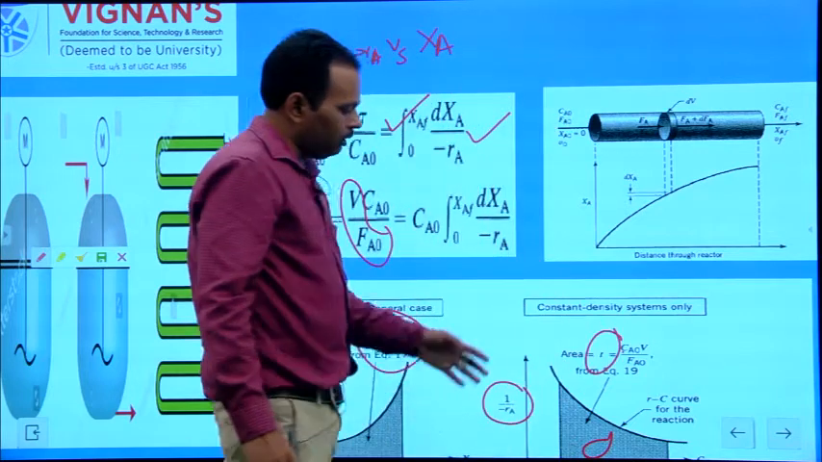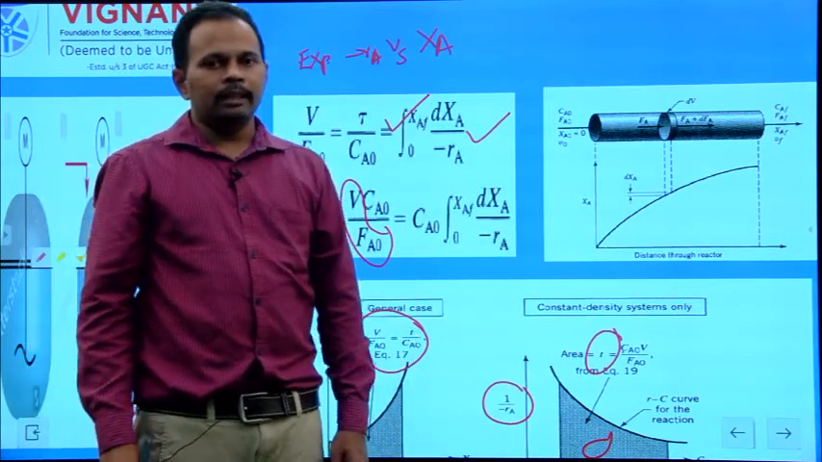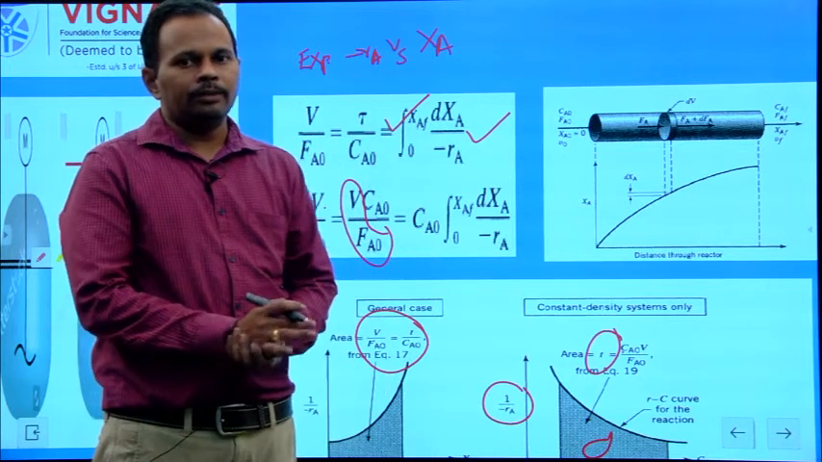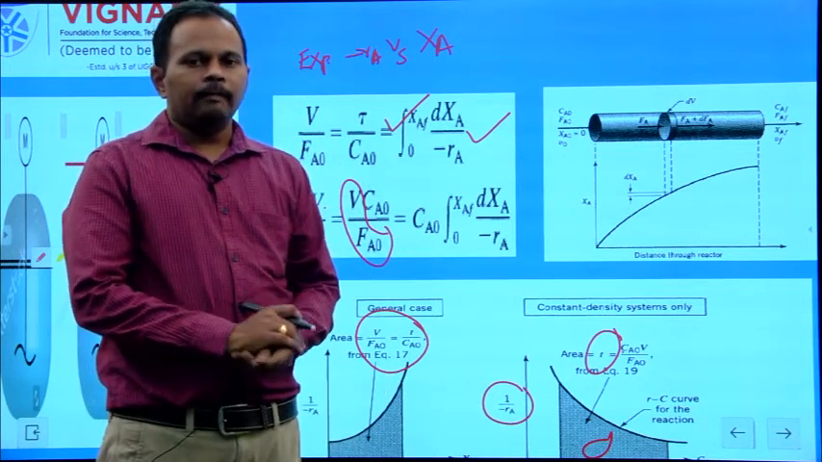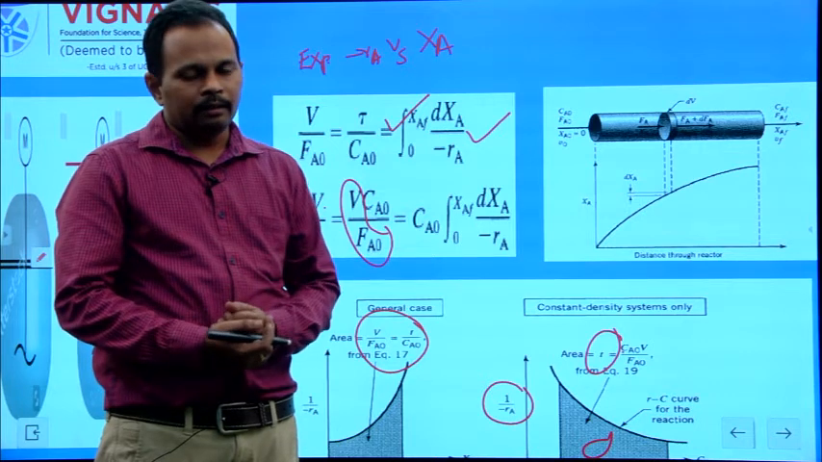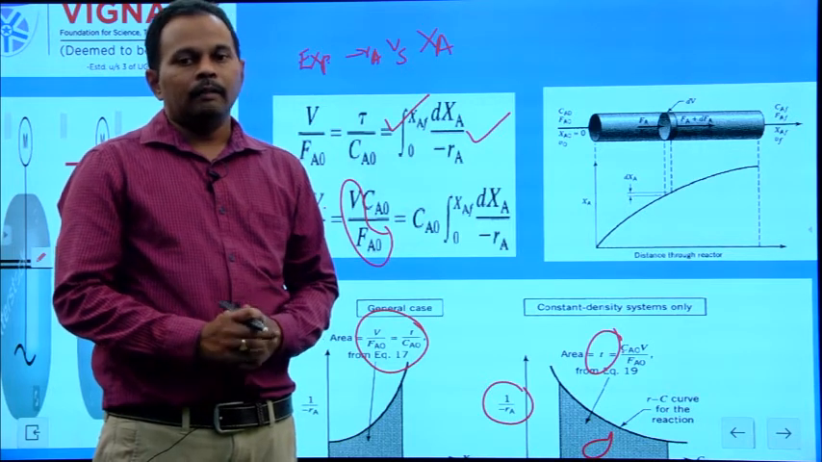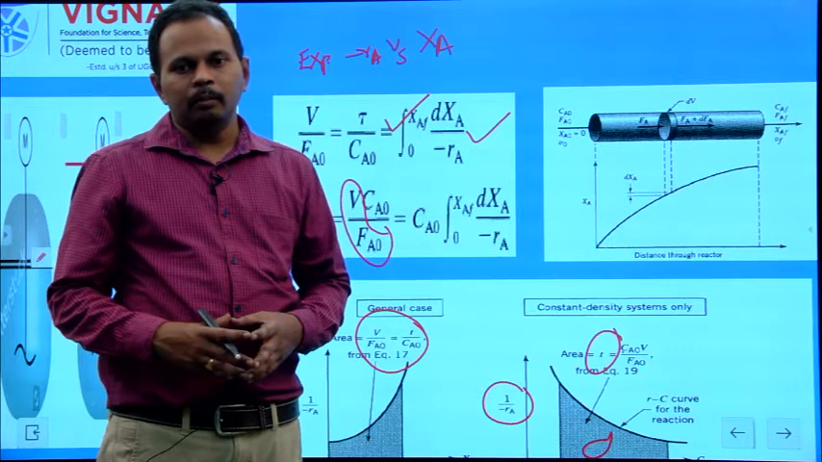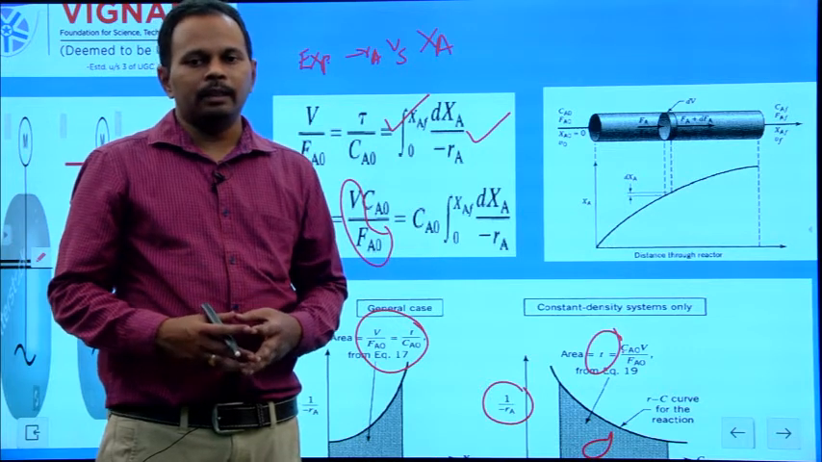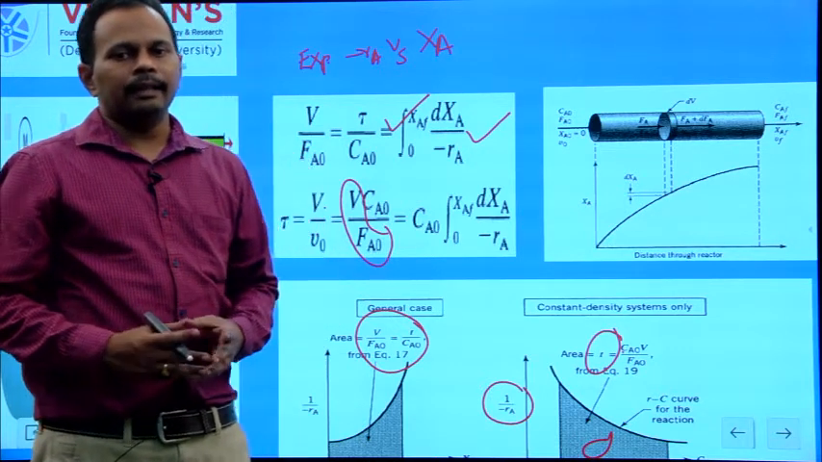Why? Because for the PFR we have the integral on the right hand side, so the area under the curve gives the tau value. Earlier for the batch reactor also we had the integral, so we took the area under the curve. When you take the MFR, we take both the upper and bottom portions of the curve, since the integral is not there on the right hand side.